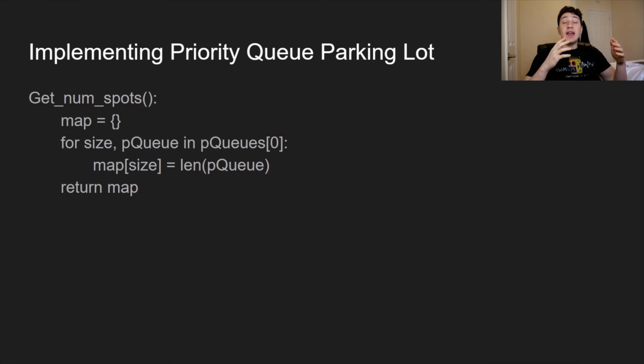So basically, looking at this from entrance 0, we go through all of those priority queues for small, medium, and big cars. We loop through those, and then we create a dictionary, which basically says, dictionary of the small key has 100 spots, dictionary of the medium key has 50 spots, etc., etc. So easy enough for getting the number of spots. The more complicated part is the entry and the exit methods, and I'm going to go through those now.